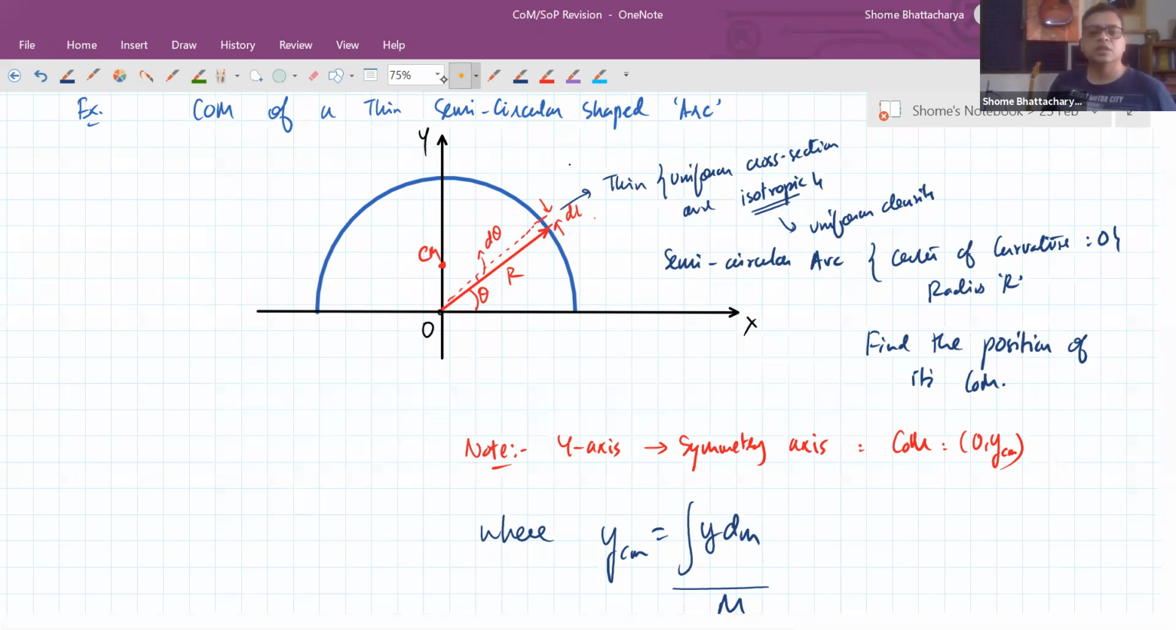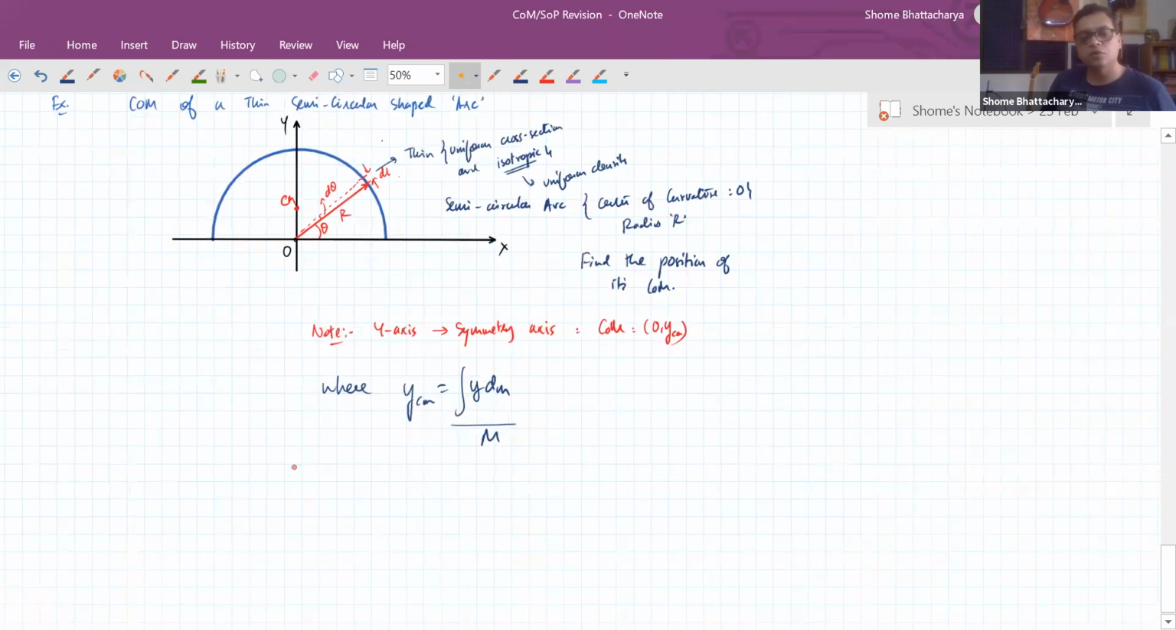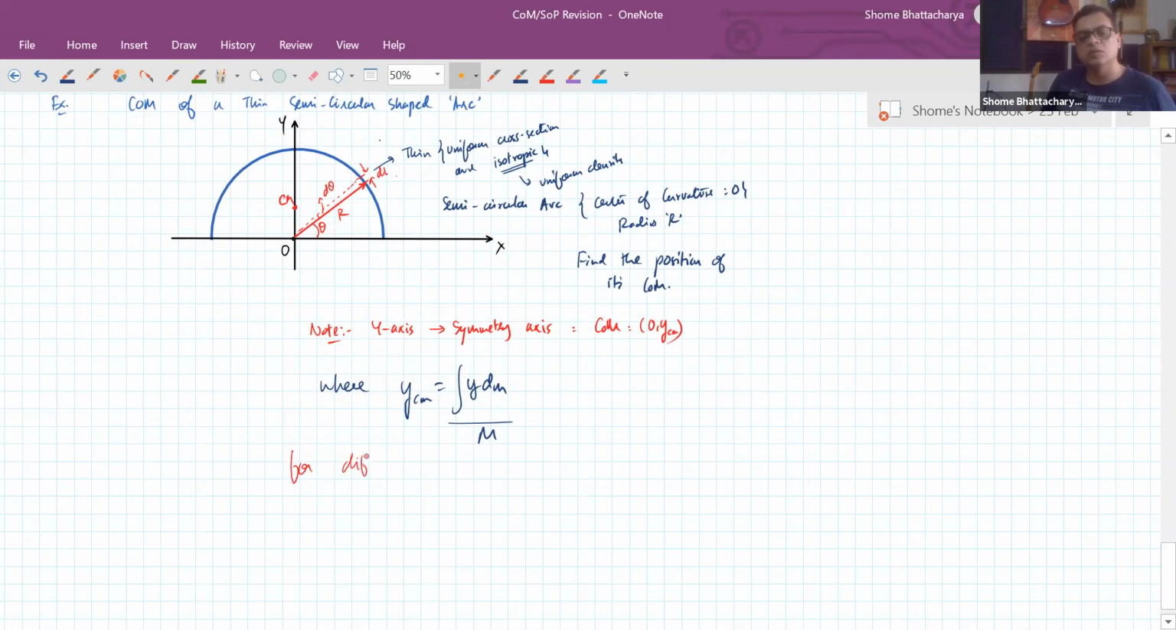So as you can see, for that particle, for the differential section dl, dl is equal to r d theta, and the mass of that element is linear mass density into dl. So linear mass density will become total mass upon pi r.